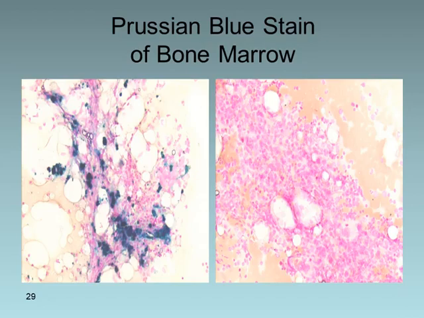This slide is a bone marrow stained for iron using Prussian blue stain. The blue discoloration on the left indicates iron presence in the bone marrow, while on the right you can see no iron stain in the bone marrow. It means severe iron deficiency anemia.